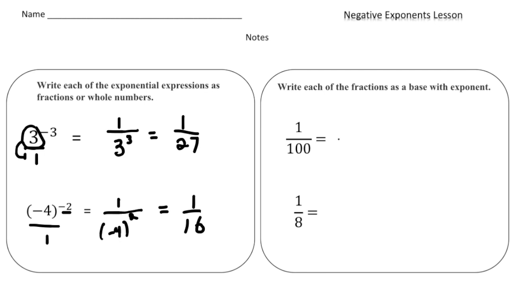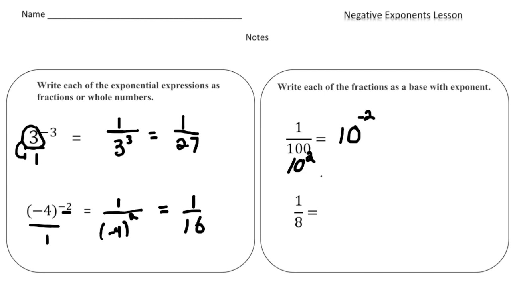Now these over here say write each of the fractions as a base with an exponent. Here we have 1 over 100. Now 100 can be written as 10 squared, but I want to make that a negative. The rule is if I have a positive exponent in the denominator, I bring it up to the top. It changes from a positive to a negative. So this can be written as 10 to the negative 2nd power.